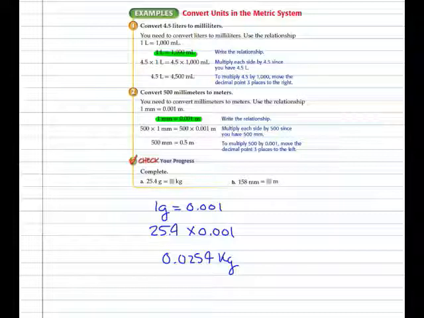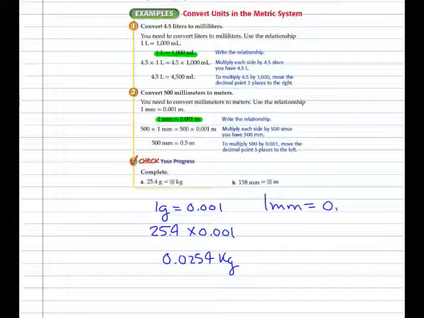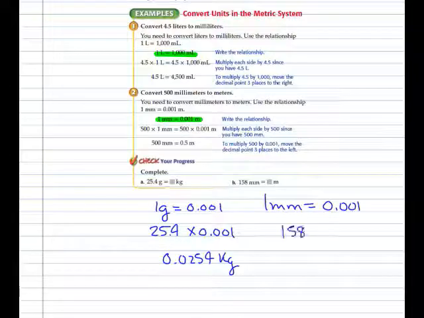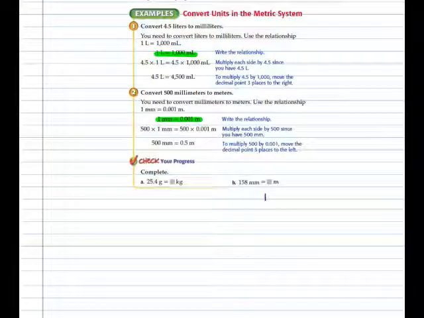In my second example, millimeters to meters, and again that's a smaller unit to a larger unit. 1 millimeter, actually, yes, that's correct. It's 1 millimeter equals 1,000th of a meter. So my 158 times 0.001 gives me 0.158 meters.